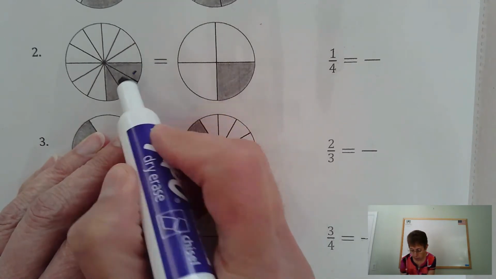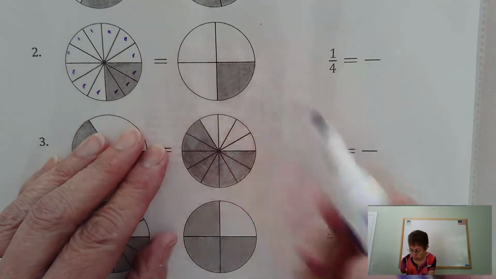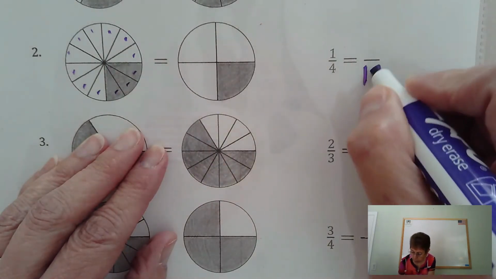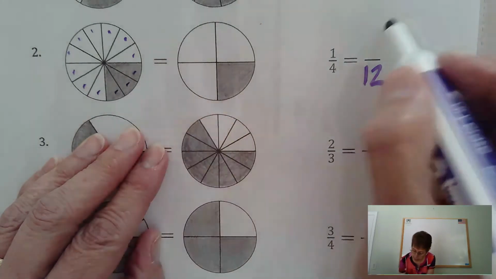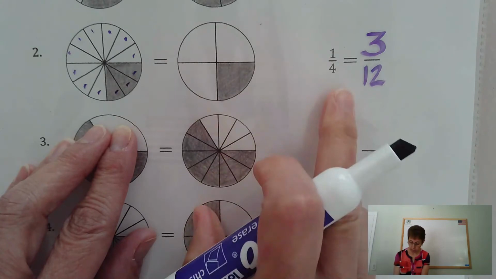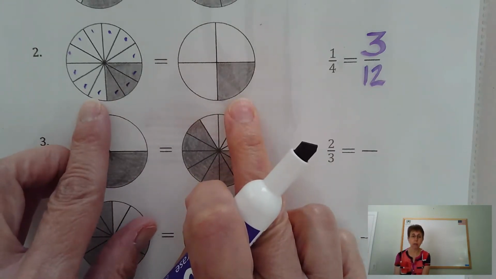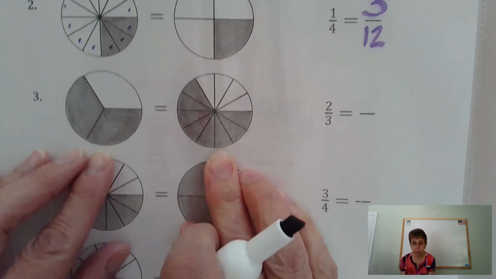So you have 1, 2, 3, 4, 5, 6, 7, 8, 9, 10, 11, 12. So you have 12 equal pieces, and you can see that 3 of those pieces have been shaded in. So 1/4 is equal to 3/12. Okay, let's go to the next one.